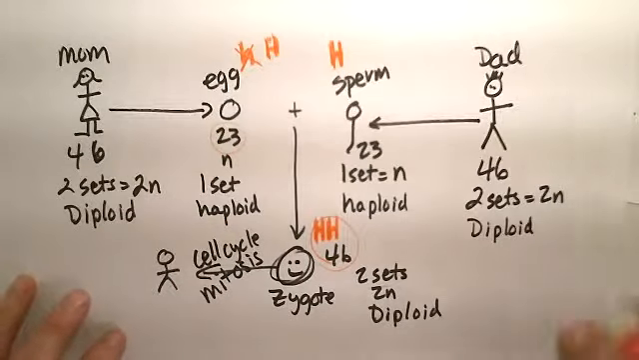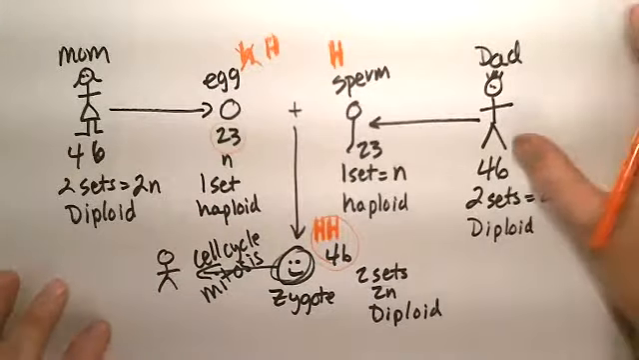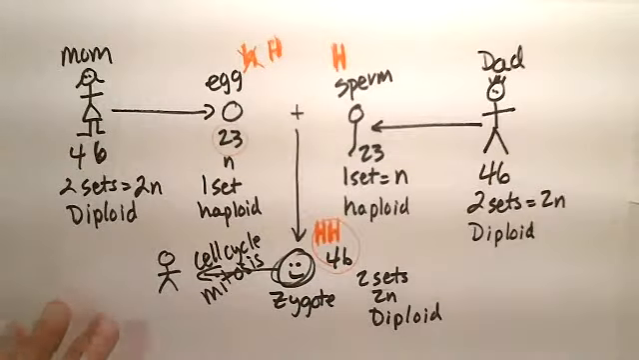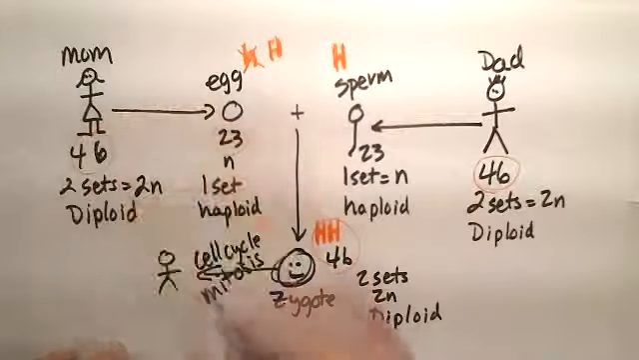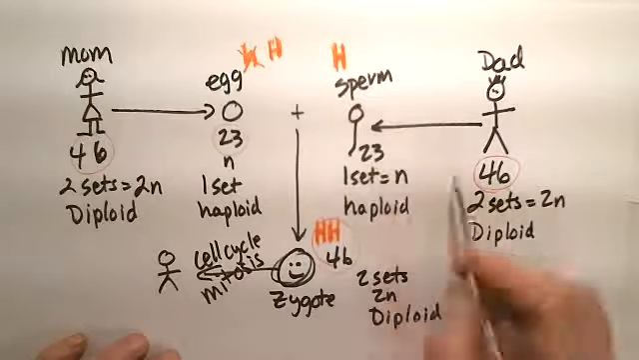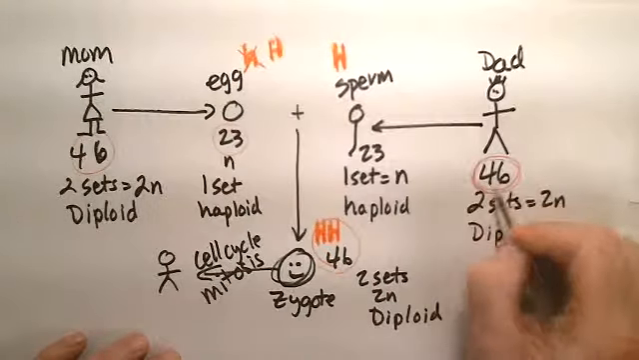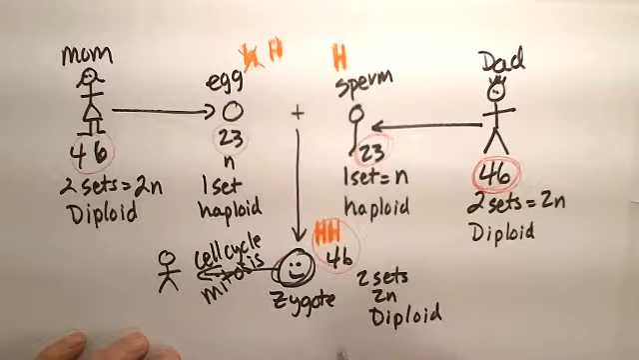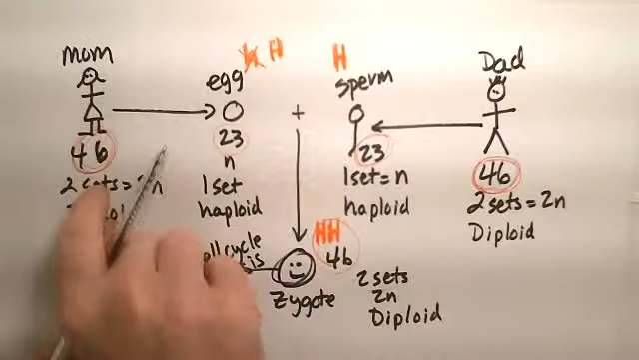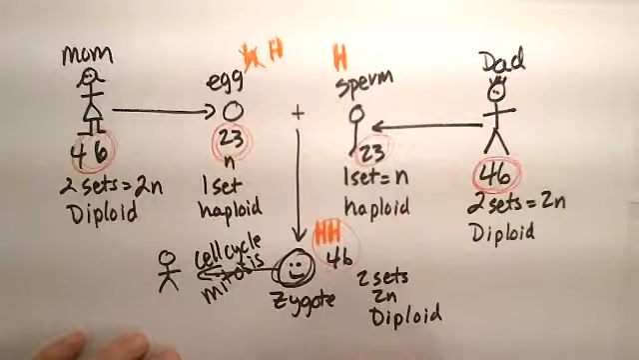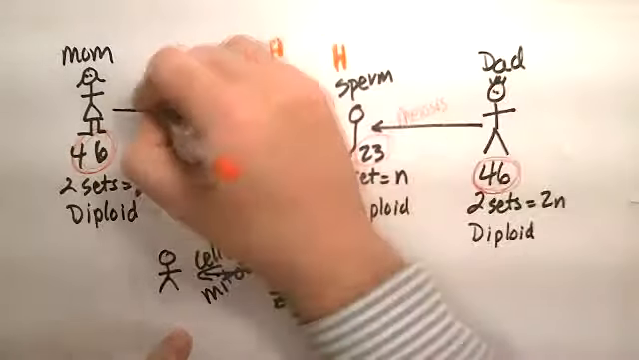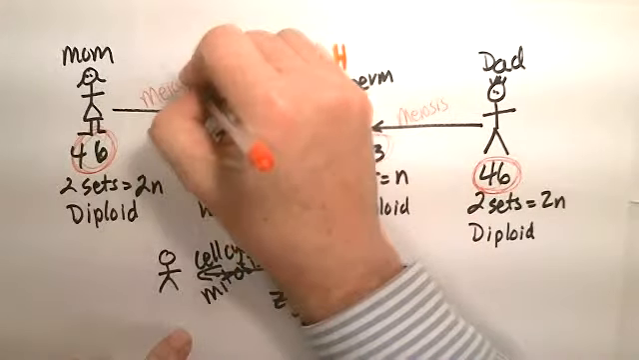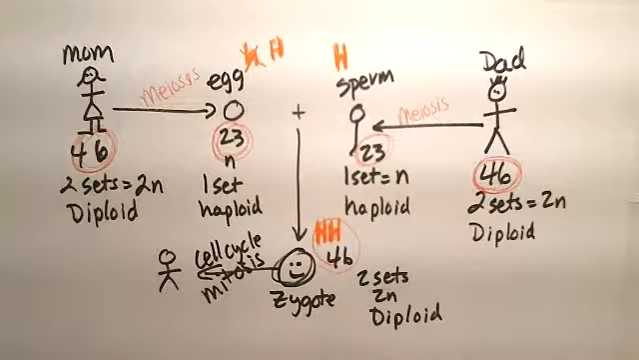So let's get into this process that we call meiosis. But before we do that, I want you to think about this. If Dad has 46 and Mom has 46 chromosomes in everything but their sperm and egg, how did we get this 46 down to 23 in a sperm? How did we get this 46, 2 sets, down to 1 set of 23 in that egg? That process is called meiosis. That's what does this.